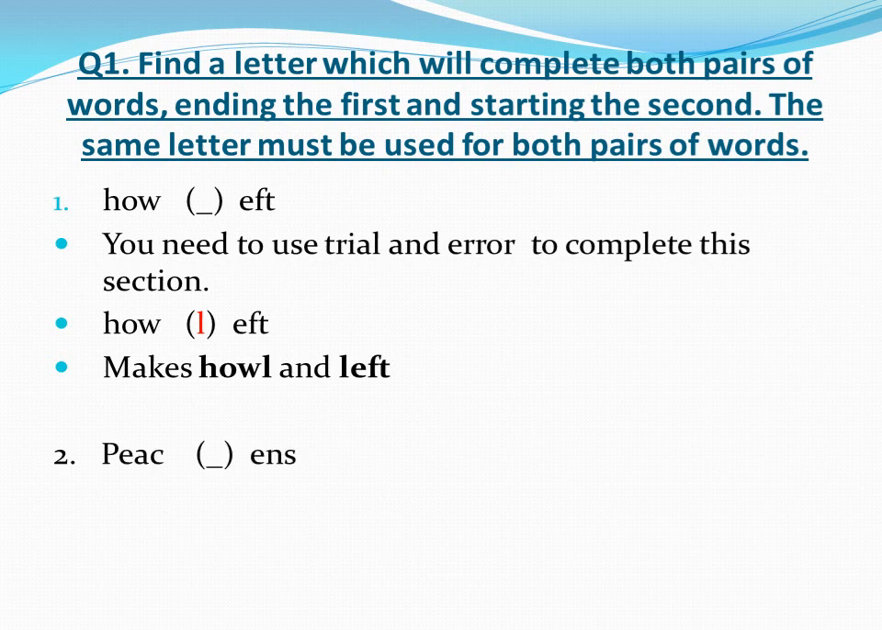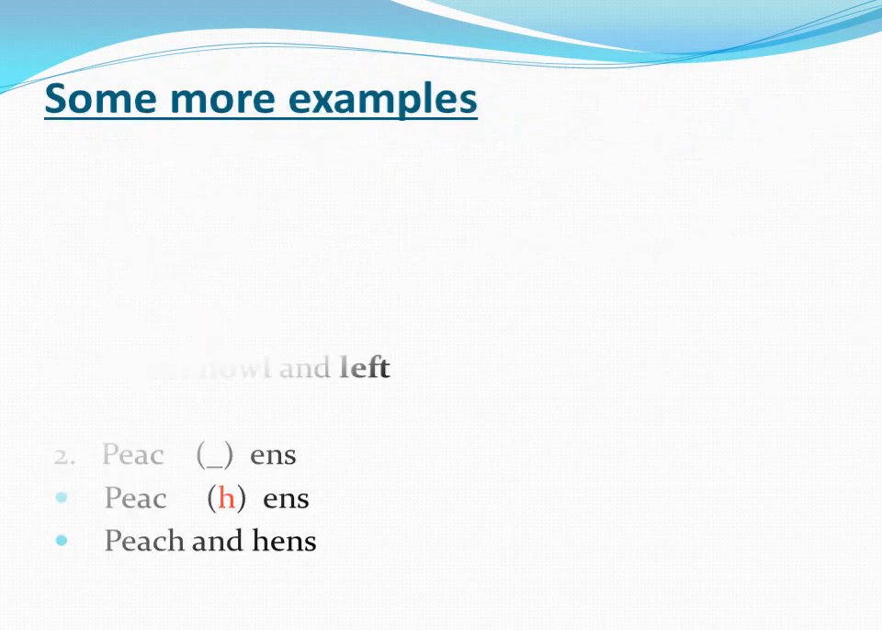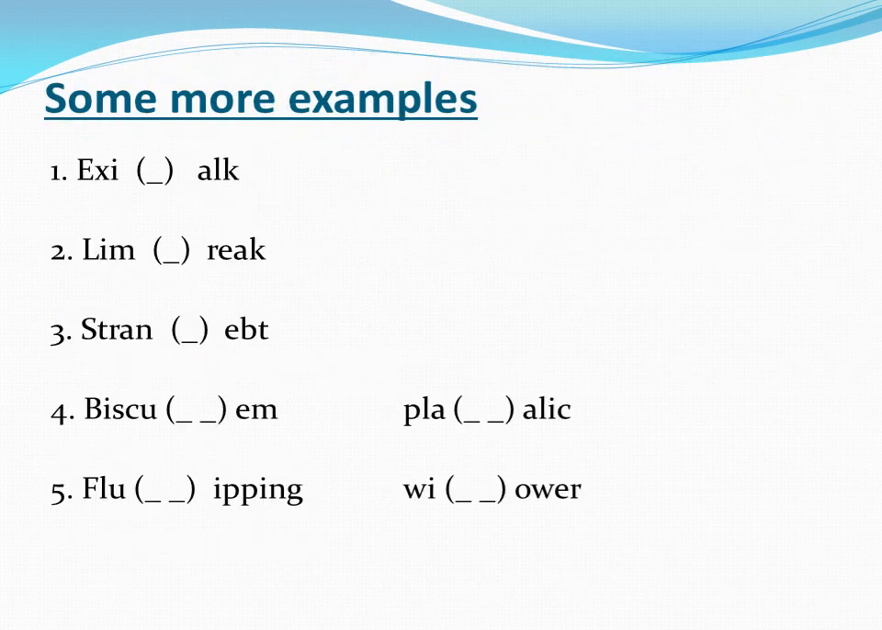Let's take another example. We are given "peac" and "ens". These are two different words. We need one letter to complete both these words. Using trial and error, we are going to use H, which gives us "peach" and "hens". Here are a few examples. You can spend a couple minutes solving them and then come back and check them, or you can stay here and we can go through them together.